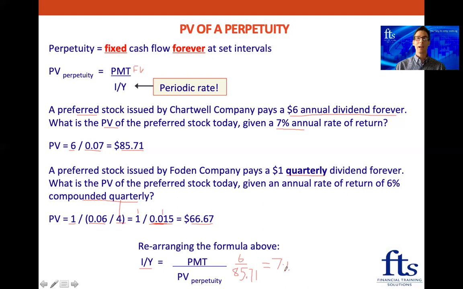Pretty simple. Now, what about for Foden? So for Foden, what do we need to do? I won't write it all out, but for Foden, we're going to take 1 divided by 66.67. And what are we going to get? We're going to get 1.5% because that's going to be on the quarterly basis. So if we want to get the annual rate of return, what are we going to do? All we're going to do is take that 1.5% multiplied by 4, and we're going to get 6%.